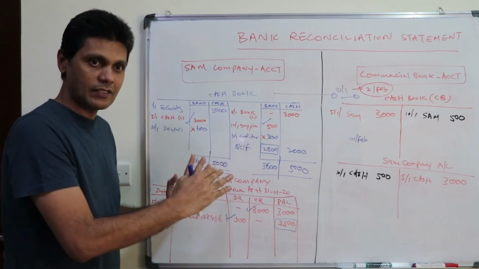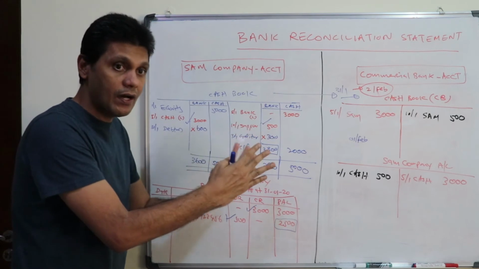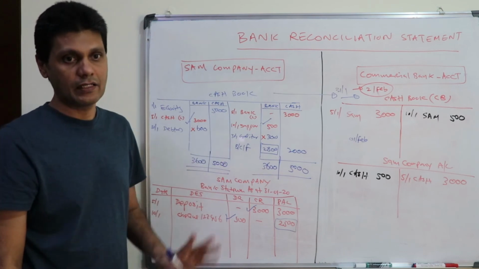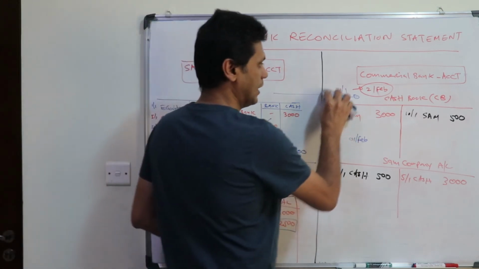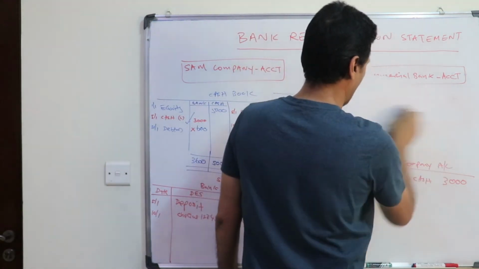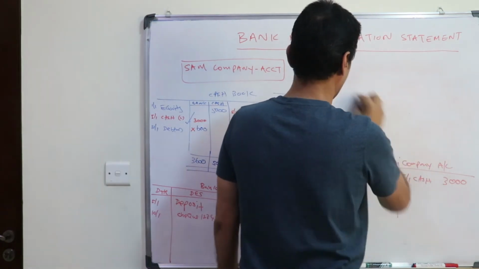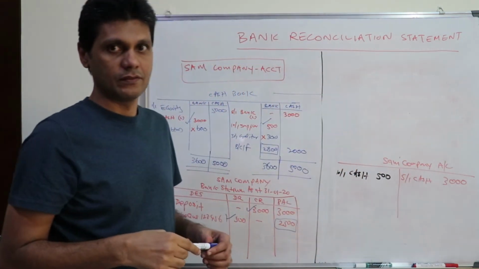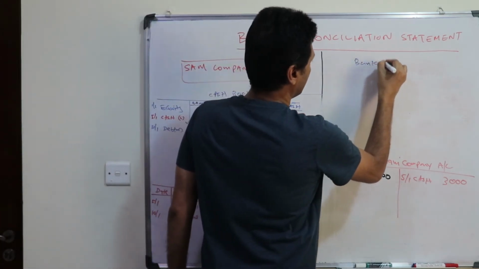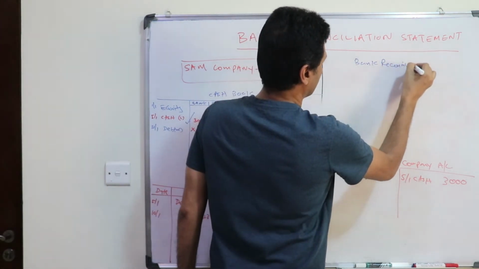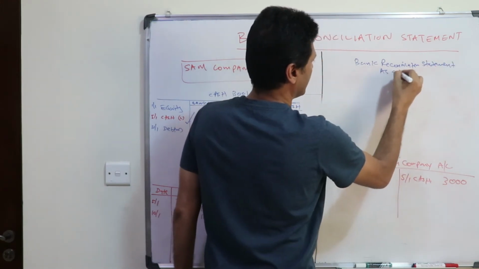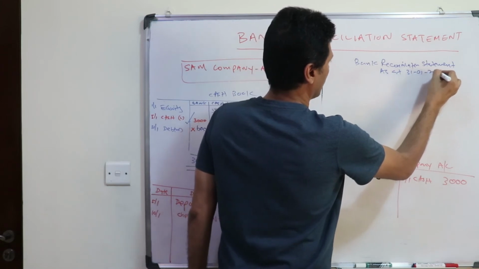Now the second chapter, before we conclude, we'll prepare the bank reconciliation statement. So this is how you prepare the bank reconciliation statement. I'll show you. Okay. So I'll erase this part. This is very important. So what is this? We call it bank reconciliation statement as at 31st January 2020.